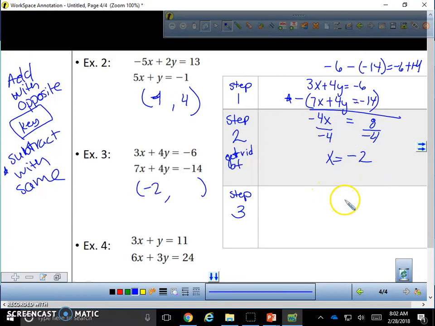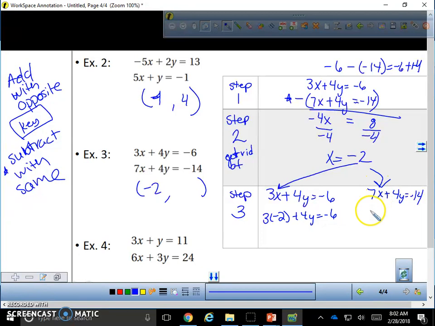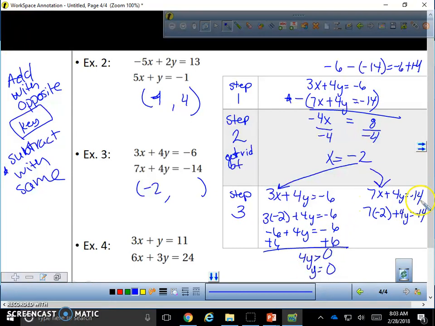All right, step 3, substitute back into the original equations. Put in for x. So 3 times negative 2 plus 4y equals negative 6, and 7 times negative 2 plus 4y equals negative 14. Negative 6 plus 4y equals negative 6. Add 6, add 6. 4y equals 0. So y equals 0.